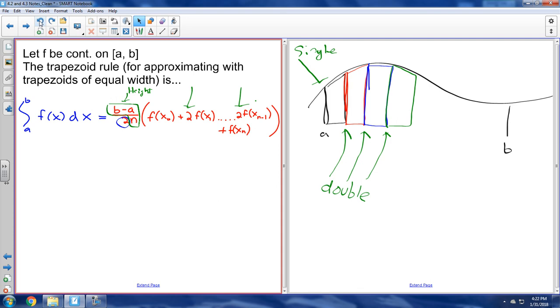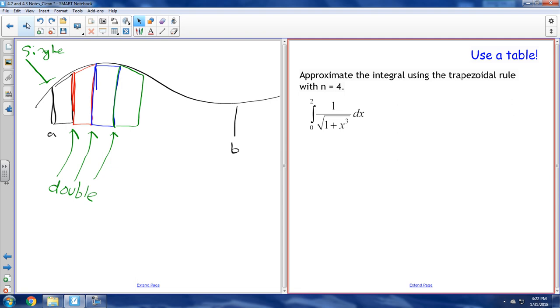Okay. Let's get rid of some of those confusing arrows, and let's see if we can do one more example. See how we're doing on time.